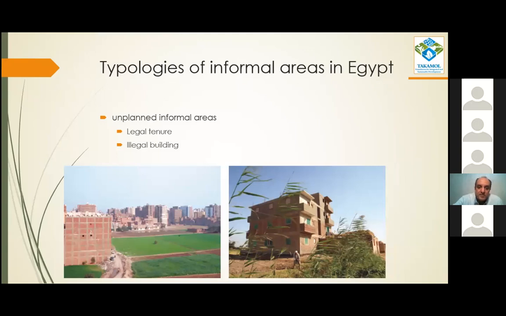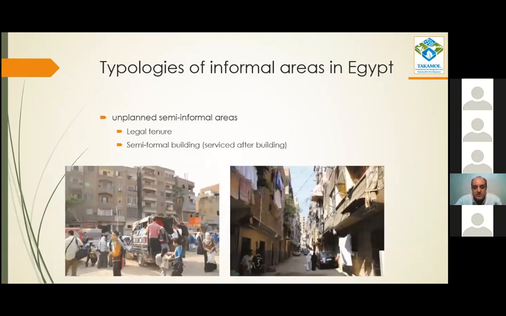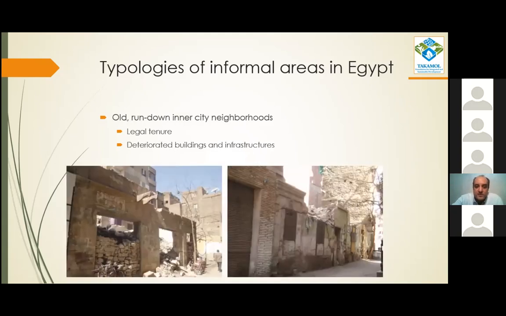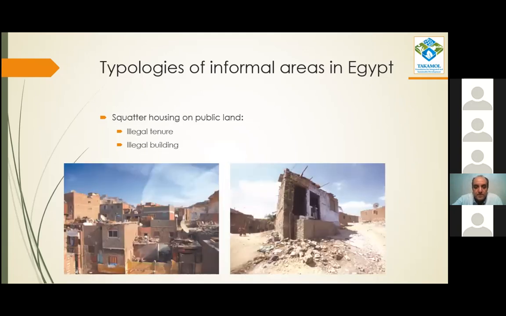So unplanned or informal areas have certain typologies. It starts like this with agricultural land, and you build a single building, and then you build other buildings beside it. This has a legal tenure, but illegal building, of course, because it's built on agricultural land. But afterwards, it's consolidated like this, and then the government starts to provide services and infrastructure. So you cannot say that this is an informal area in terms of services or infrastructure, because you have all the infrastructure provided in the area. So you can categorize it as semi-formal or semi-informal. It's serviced after it was built. Then you have the old rundown inner city neighborhoods, which have legal tenure but deteriorated structures. And you have the squatter housing like Manshiat Nasr and Khairallah, and other areas, with illegal tenure and illegal buildings, of course.